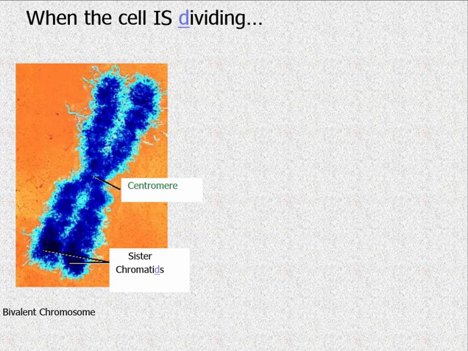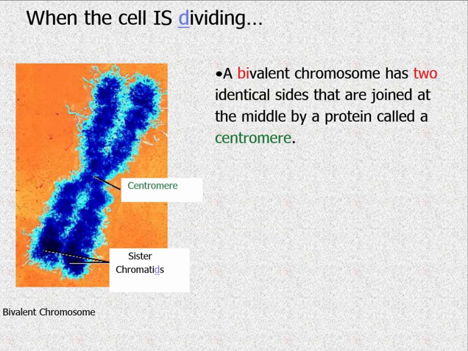So remember, the word we heard before was chromatin when the cell was not dividing and it just looked like messy spaghetti. When it starts to take shape and wrap around itself and look like a letter S, we refer to that as a chromosome. Each side of it is called a chromatid, and the two sides are attached by a protein in the middle called a centromere. There are a lot of C words in this unit, so my apologies on that.